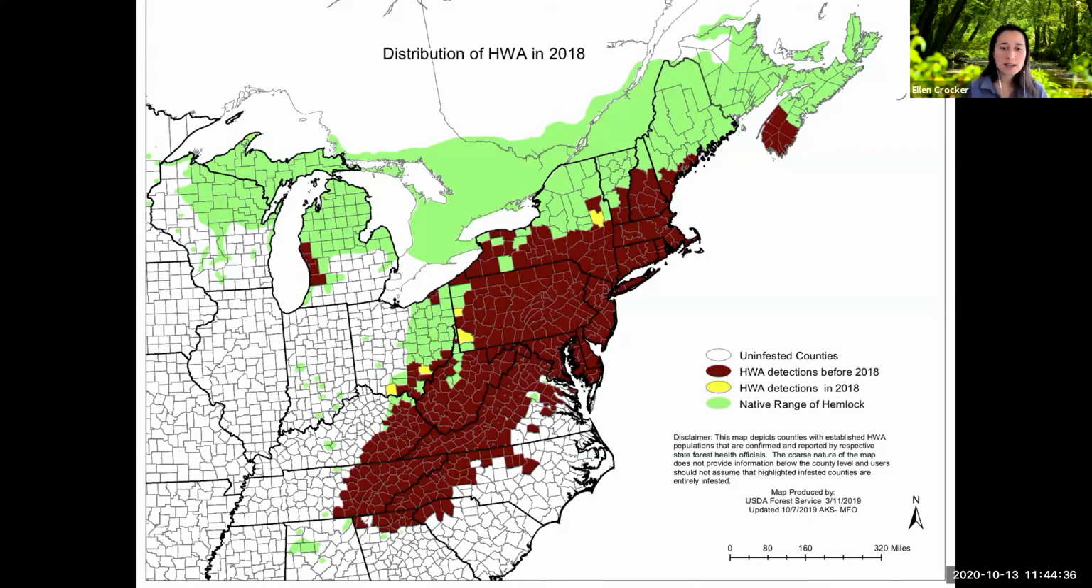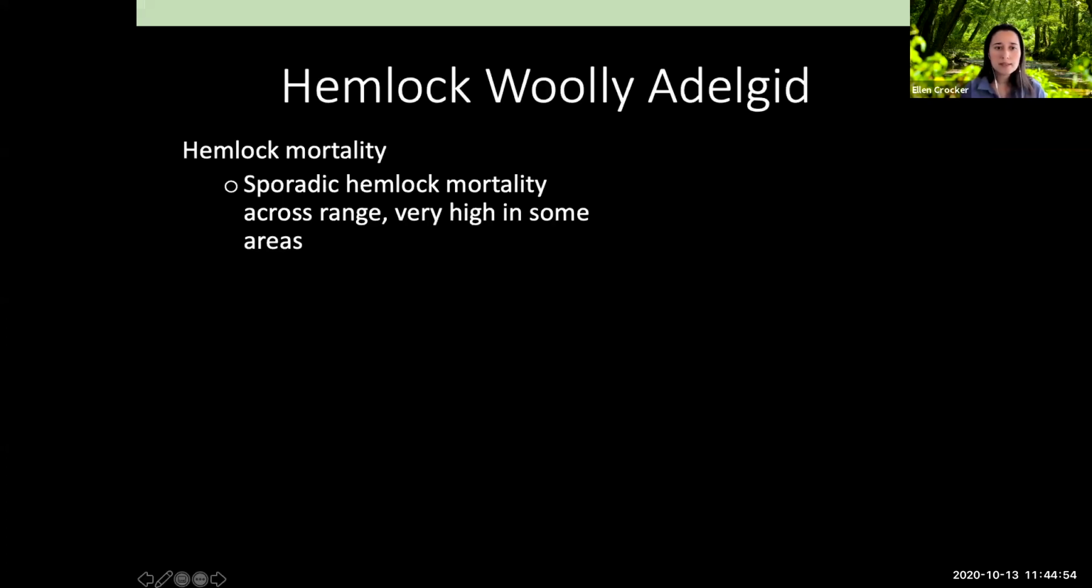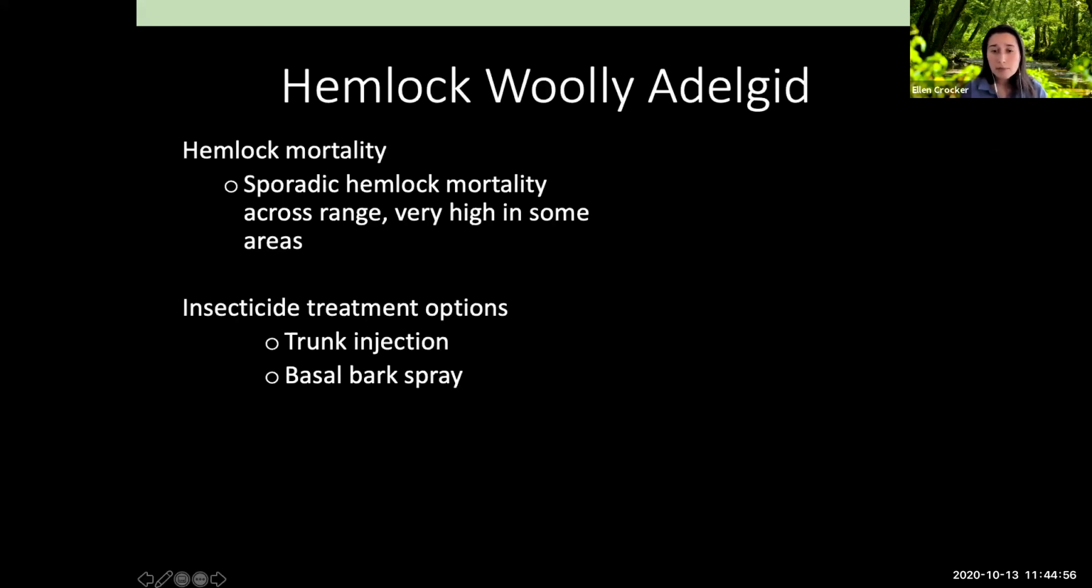So it's not like the emerald ash borer, where it just came through in a wave. The Hemlock woolly adelgid is pretty patchy. You might get areas where there's mortality and areas where there's not, but it's something to be aware of, because even though you haven't had it yet, or even though it hasn't been a problem yet, it certainly could be in the future. So in some areas that mortality is really high.